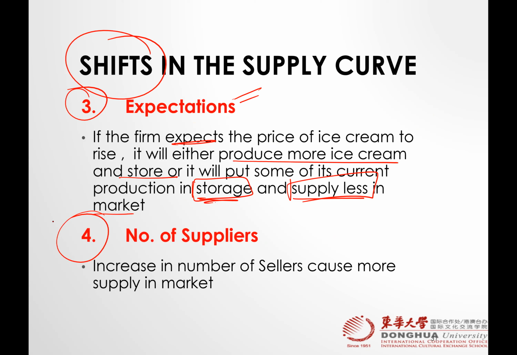And the fourth one, the last one, is number of suppliers, which means if the number of suppliers rises, what happens? Supply always rises, right? An increase in the number of suppliers causes more supply in the market. Price is the same, but all of a sudden you see that more brands of ice cream are coming. Why? Because there are now 2 or 3 companies producing ice cream, right?